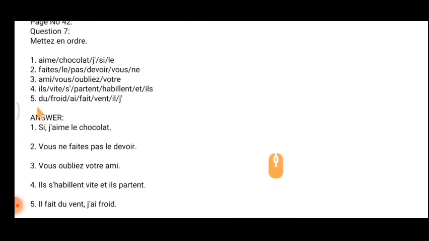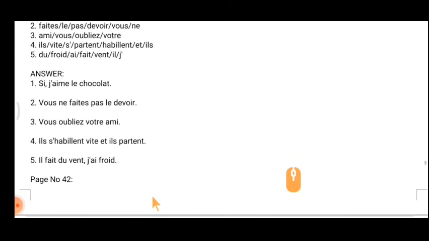must know these answers. First one is aime chocolat, si j'aime le chocolat. Second is vous ne faites pas le devoir. Third is vous oubliez votre ami. Fourth, il s'habille vite et il part. Fifth is il fait du vent, j'ai froid.